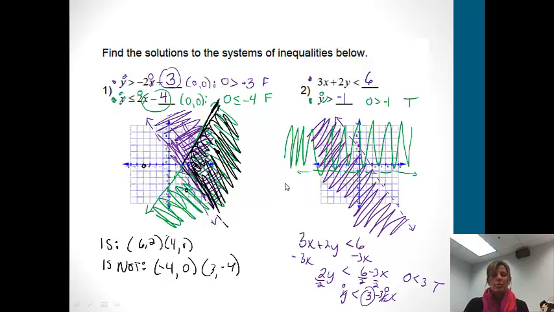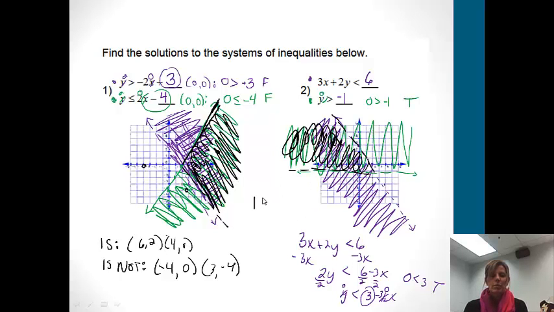And now it's time to get out my dark color. So again, remember what I'm going to shade is where both colors intersected, which is going to be in this triangular area right here. And I am going to darken the boundaries. Both boundaries happen to be dashed lines this time. Okay, so that's what my answer would look like.